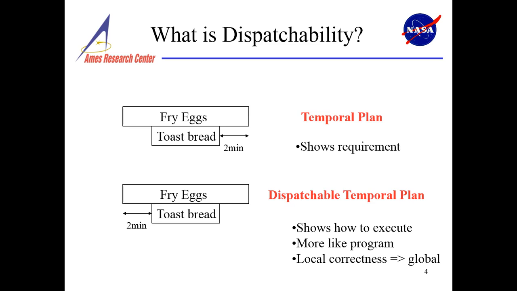Now, this is sort of the basic idea behind dispatchability. If there was a recipe for making breakfast, it would never say, start toasting the bread at such a time that it would be finished 2 minutes before the eggs are fried. Instead, it would say something like, start frying the eggs, and then 2 minutes later start toasting the bread. So it's more like a program.